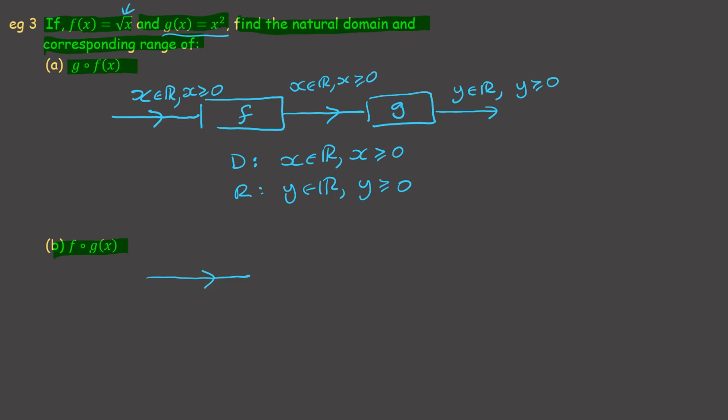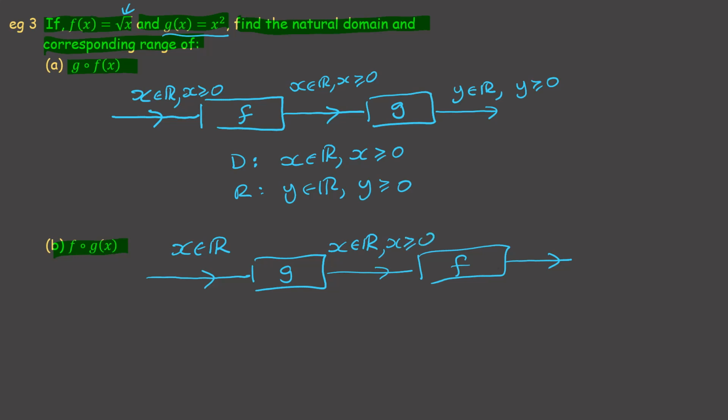So in this case we'll go into g, and then that will go into f. Well, there's no problem with inputting anything into x squared. Now we might need to come back and revisit that, but let's think about what comes out. So if we're squaring numbers, they're all going to be non-negative, so positive numbers plus 0.